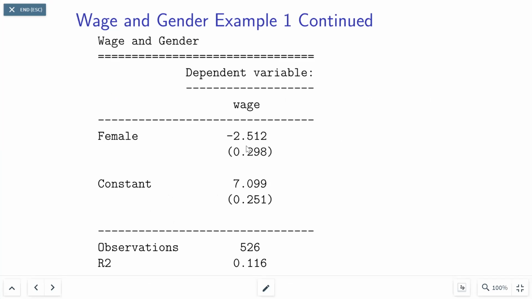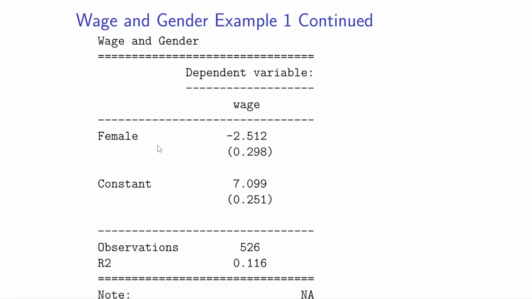Again, the OLS estimates confirmed this result. So this estimate of negative $2.5 means if the gender of the worker is female, then on average, they earn $2.5 less as compared to their male coworkers. This implies that there is a gender gap in wages between males and females.